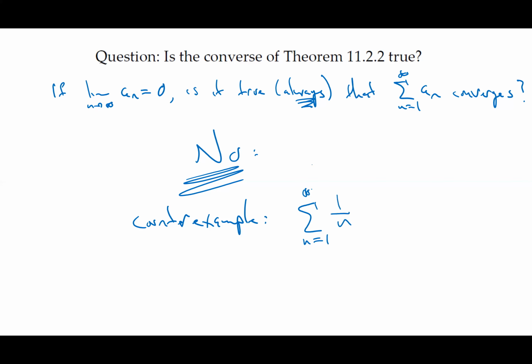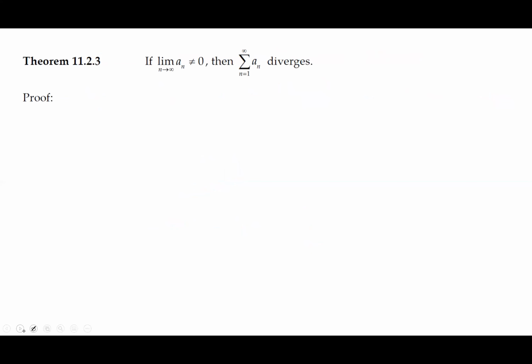Right? 1 over n goes to 0. But this series diverges. Okay? So the converse is not true. However, this, and I'm not going to actually prove this because it's really just the contrapositive, but this is logically equivalent to our last theorem. It tells us a condition for divergence. If the limit of the individual terms of the sum is not 0, then we have divergence, because we're not adding terms that are getting smaller and smaller and becoming 0.